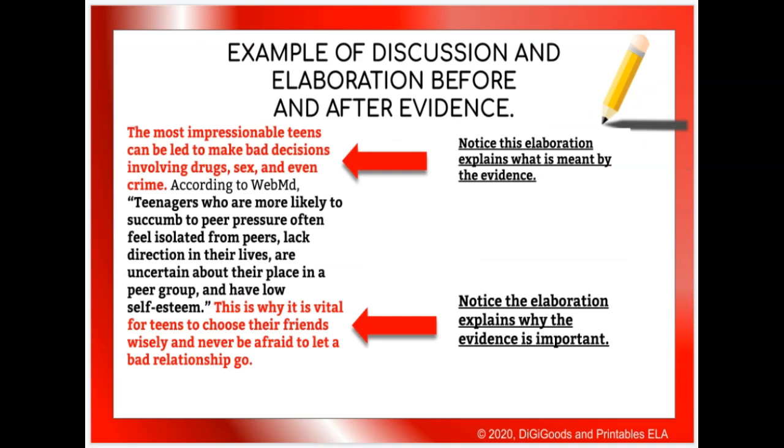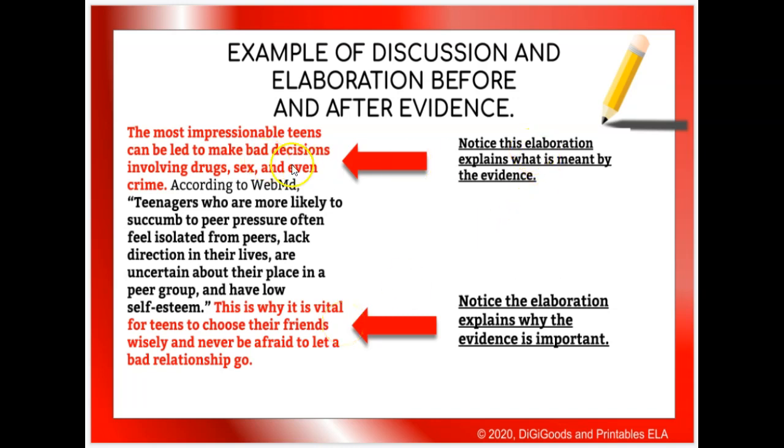Let's see how this looks in an example. In black, we have the evidence, and the red is the elaboration. This is the discussion about the evidence. The most impressionable teens can be led to make bad decisions involving drugs, sex, and even crime. According to WebMD, teenagers who are more likely to succumb to peer pressure often feel isolated from peers, lack direction in their lives, are uncertain about their place in a peer group, and have low self-esteem. This is why it is vital for teens to choose their friends wisely and never be afraid to let a bad relationship go. So notice that this paragraph does not just present evidence, it discusses the evidence before and after.